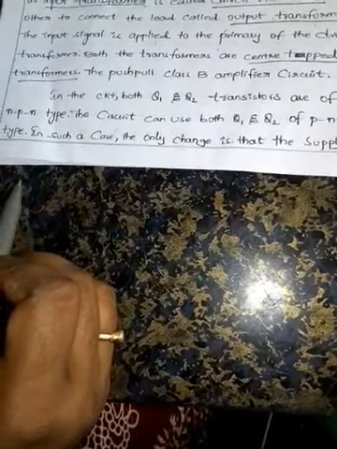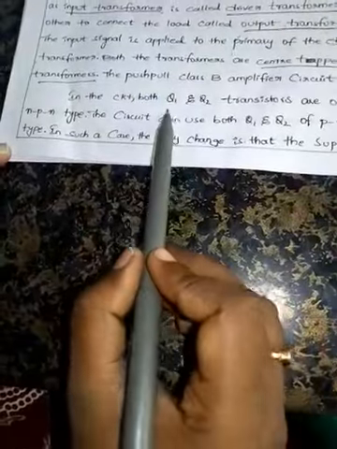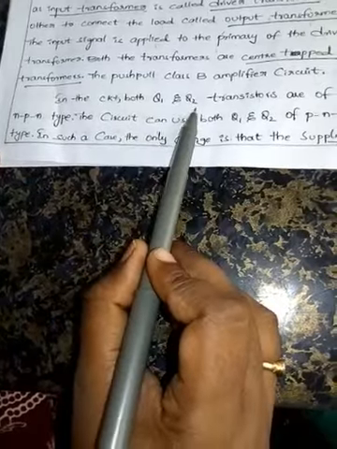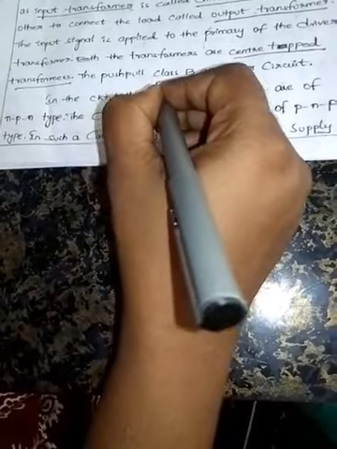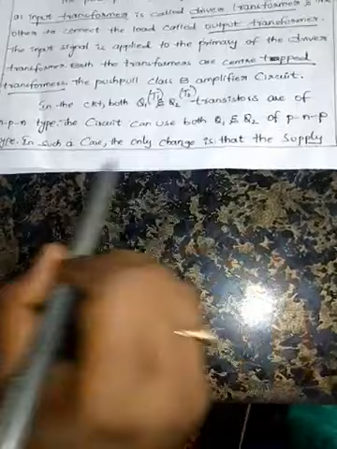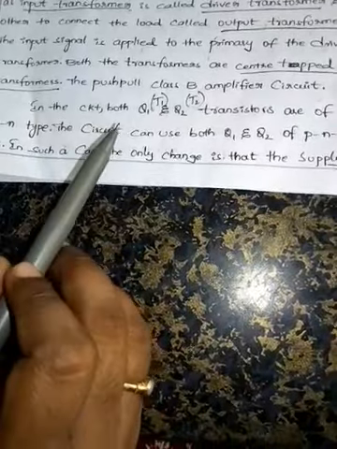Next we will see the push-pull class B amplifier circuit. In it we consider the two transistors as Q1 and Q2, or we can also consider them as T1 and T2. Both should be of the same type. Now we move on to the circuit of the push-pull class B amplifier.